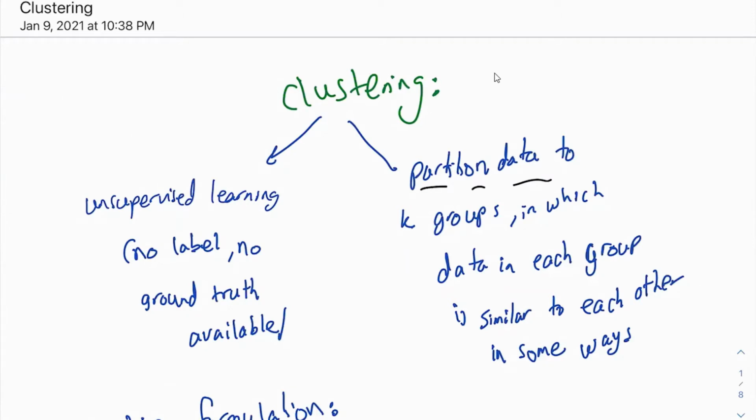And the goal is to partition the data into k groups, or cluster them into k groups, in such a way that the data in each cluster are similar to each other. Okay, great. So that's the point of clustering, and what clustering actually is at a really high level.